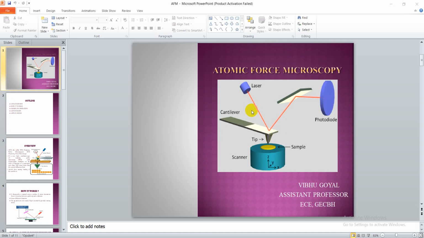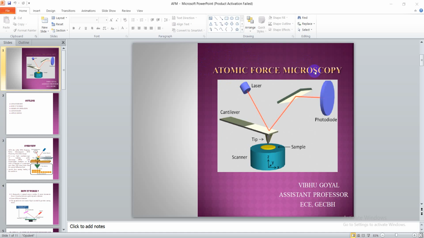Today we will understand atomic force microscopy. As the name suggests, it is a device which is understanding the atomic behavior, or you can say a device which is analyzing the atomic behavior on a microscopic level. So that is known as atomic force microscopy.